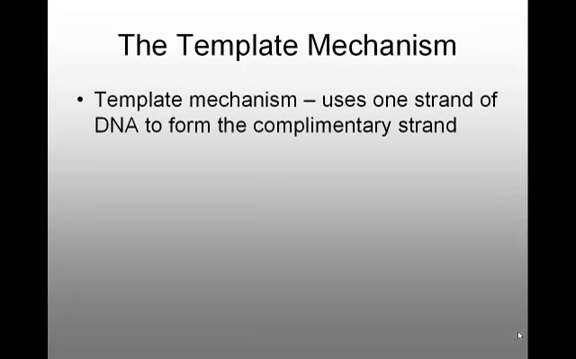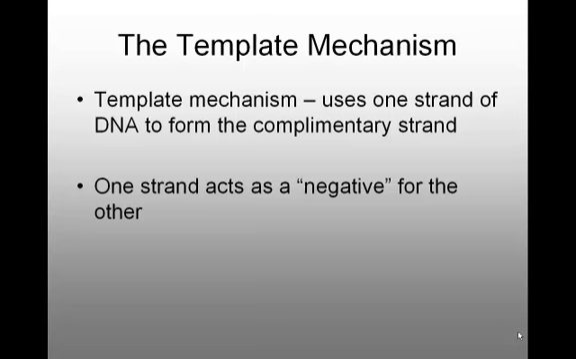Now, DNA replicates through what's called a template mechanism. Now, if you remember, DNA is shaped like a double helix. It looks like a ladder twisted around itself. So what it actually does is it splits apart those two strands and uses the two old strands to make the two new strands. One of the strands acts kind of like a negative for building the other one.